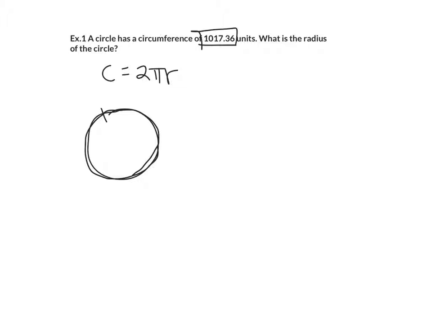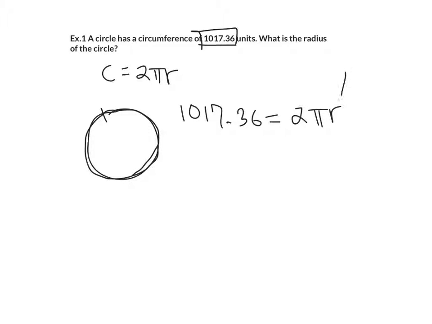All right, so it says a circle has a circumference of 1017.36 units, and they want to know what's the radius of the circle. So first off, the formula for the circumference is 2 times pi times your radius. And what they're giving us is they're saying the distance all the way around the edge of the circle is 1017.36. Okay, so 1017.36, that's what you would get when you multiply 2 times pi times the radius number.